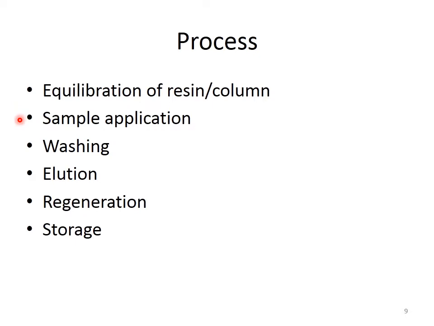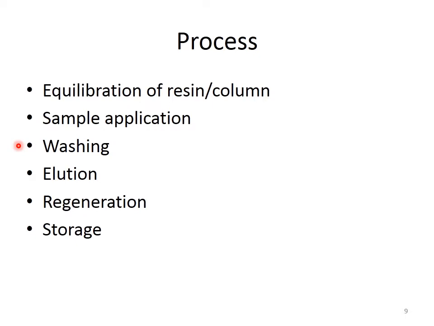The next step is application of the sample. The sample, after initial processing, is added to the column, and the protein of interest is going to bind to the column. Those proteins which do not bind to the column will be removed during the washing step. Sometimes only one protein can bind to the column, but this is only possible for affinity chromatography. For other types of chromatography, many different proteins can bind to the stationary phase in addition to the required protein.